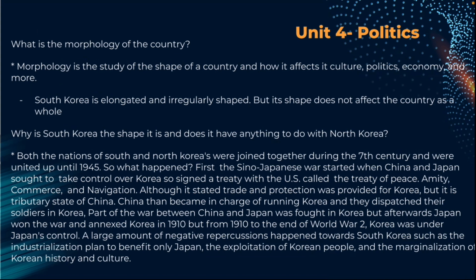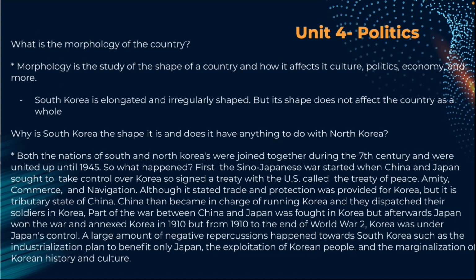And to sum it up, China and Japan were in a war over who could take over Korea, and Korea decided to side with the U.S. with the peace treaty. But in this peace treaty, it said that China had rule over Korea. But then Japan won the war with China and colonized Korea and had rule over it for 35 years. But after World War II, Japan lost and Korea was split into two for those who won the war, the U.S.